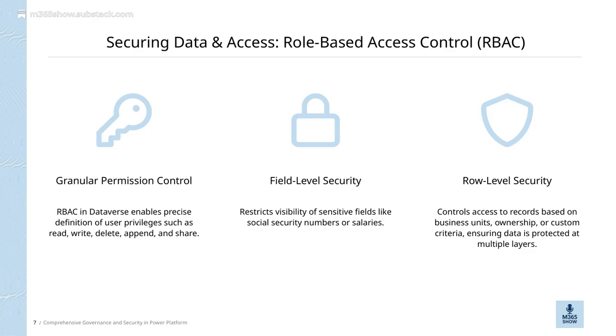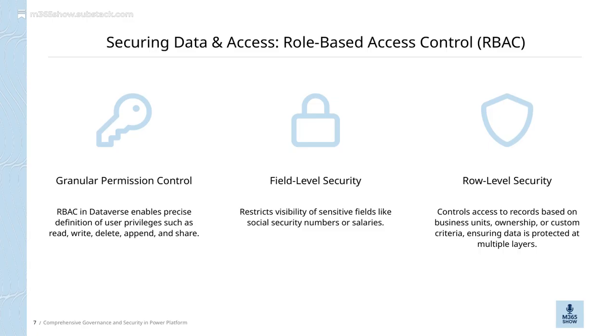Let's talk about how we ensure comprehensive governance and security within the Power Platform. One of the key points is how access to records is controlled. We can restrict access based on business units, ownership, or even custom criteria. This layered approach helps ensure that data is protected at multiple levels.